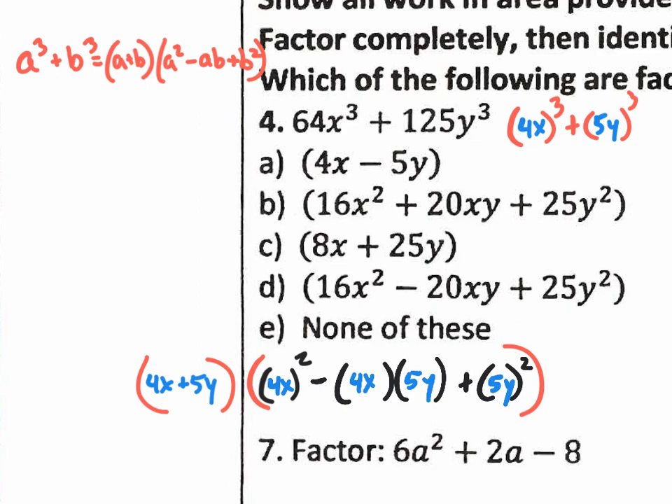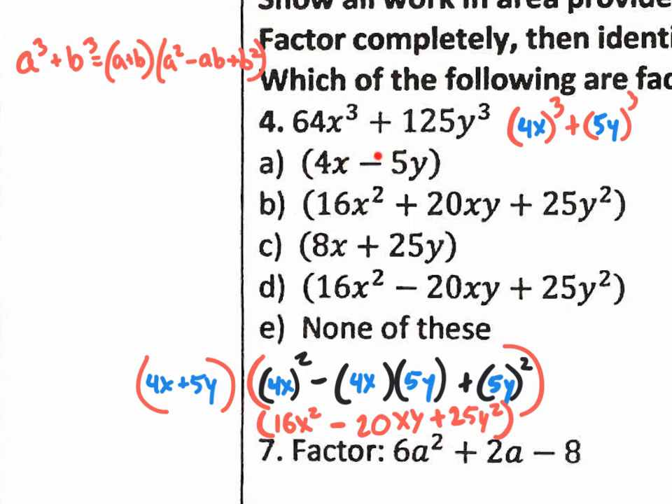The trinomial will be 4x squared. 4x times 4x is 16x squared. The middle term will be a minus. 4 times 5 is 20. X times y is xy. And the 5y times 5y, that's plus 25y squared. So which is the correct answer?